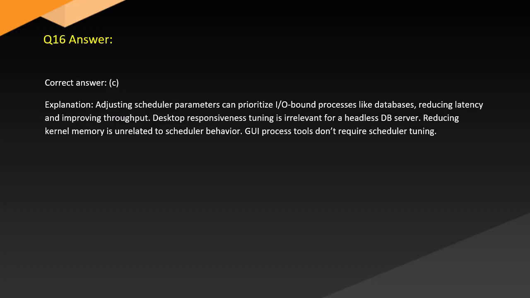Answer. Correct answer, C. Explanation. Adjusting scheduler parameters can prioritize I/O-bound processes like databases, reducing latency and improving throughput. Desktop responsiveness tuning is irrelevant for a headless DB server. Reducing kernel memory is unrelated to scheduler behavior. GUI process tools don't require scheduler tuning.